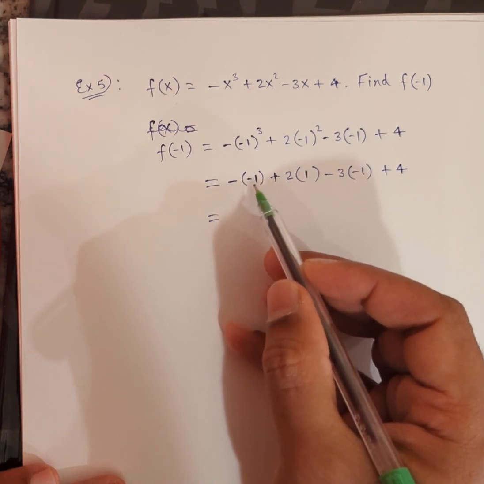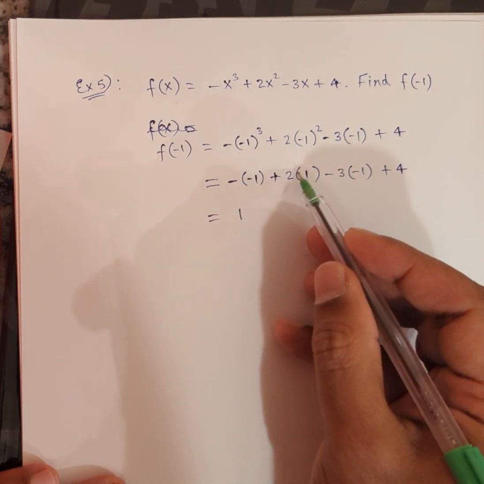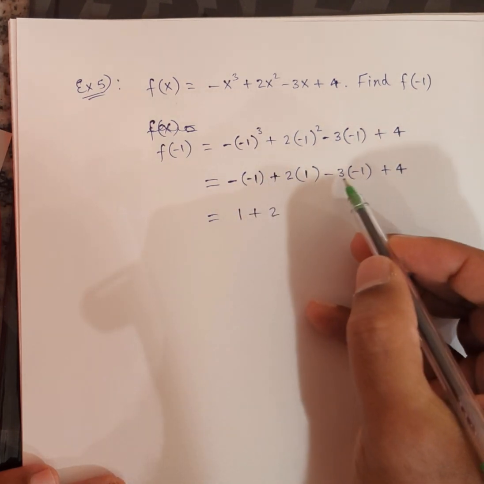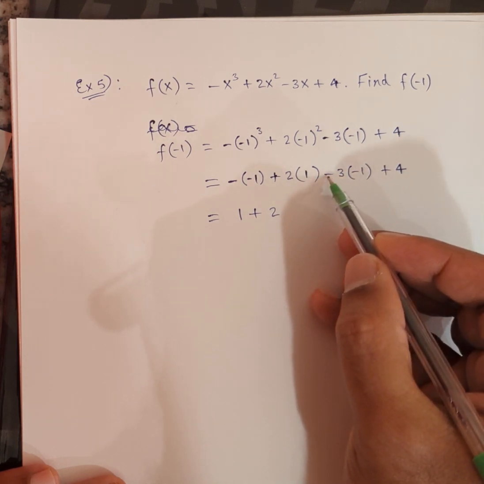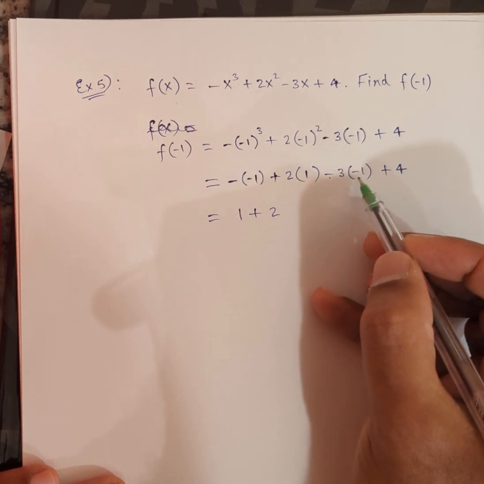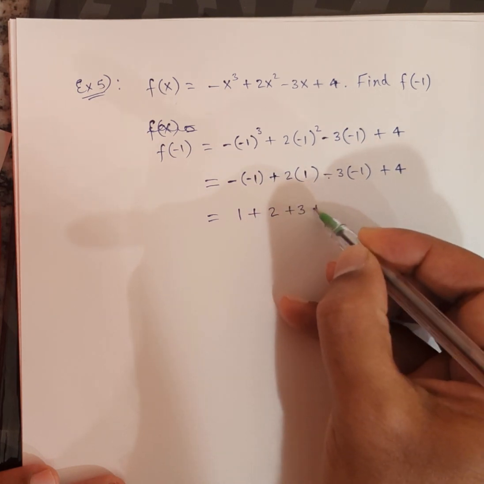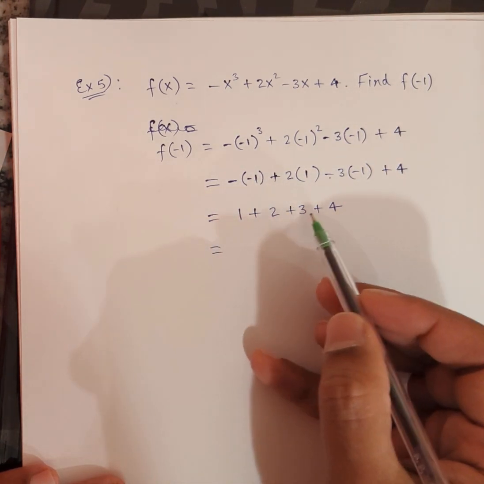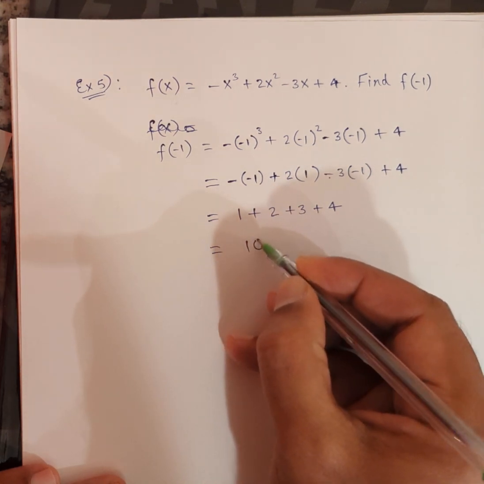Negative times negative 1 is positive 1. So we will do that. Then 2 times 1 is a 2. So plus 2. And then I want to see this as negative 3 times negative 1. If I see negative in front of 3, I can say I'm multiplying negative 3 with negative 1. So that gives me positive 3 and then plus 4. So now what I have is 1 plus 2 plus 3 plus 4. I can add that. And that gives me 10.